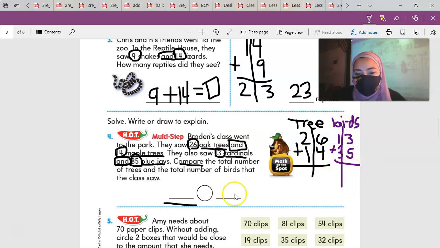Okay, and then you're going to add birds, and then you're going to write the answer for birds on this line. And then when you're done, you're going to compare them with the greater or less than sign. I'm going to give you a minute to do that, okay?